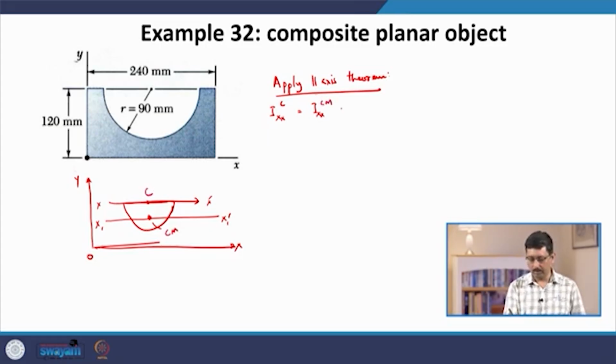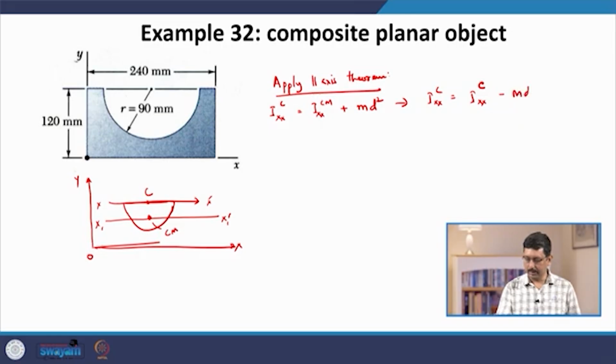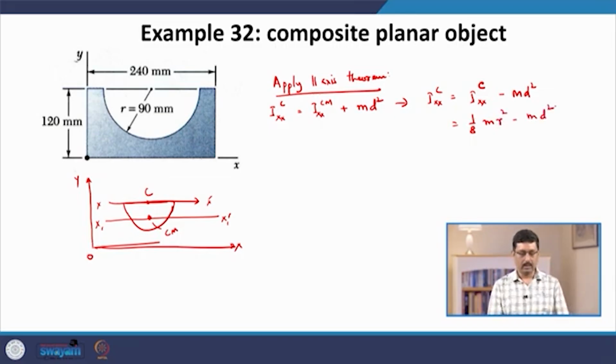So, the parallel axis theorem says that the moment of inertia about the axis x1 prime, which is passing through the center of mass, is given by Ixxc minus m d square, which is 1/8 m r square minus m d square. But we are not finished, because our target axis is the x axis.